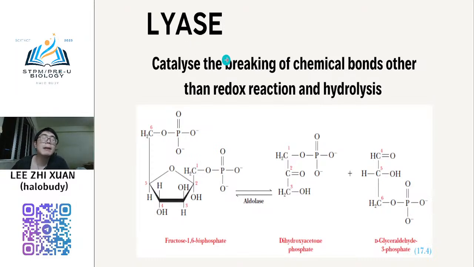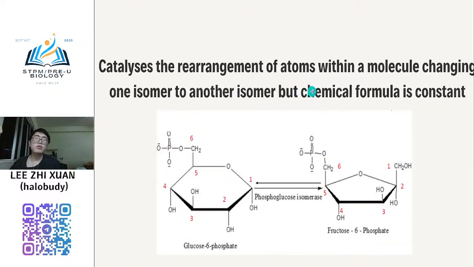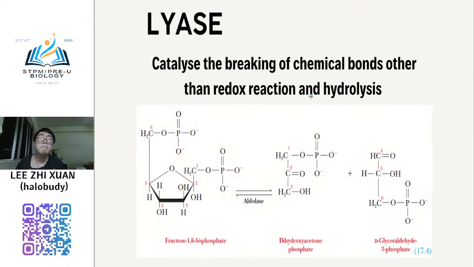So lysis apa maksud? Meaning dia break chemical bond. Kan? Break chemical bond. But this chemical bond break other than redox reaction and hydrolysis. So normally redox reaction and hydrolysis, they still can be breaking down your chemical bond. But because they already mentioned oxidation, reduction, or hydrolysis, that kind is specific to them only lah. So other than this one, and got chemical bond breakdown, this one called as lyase.